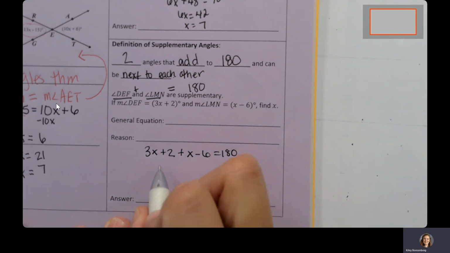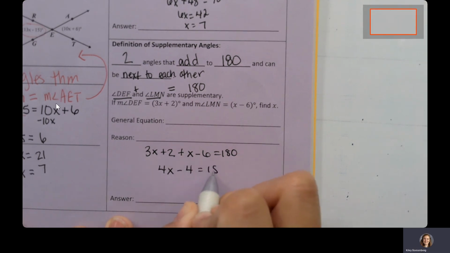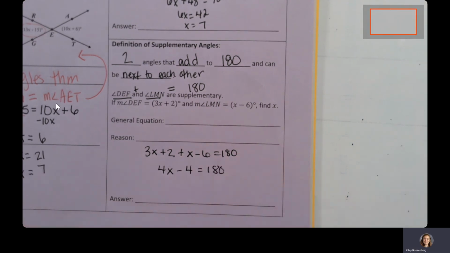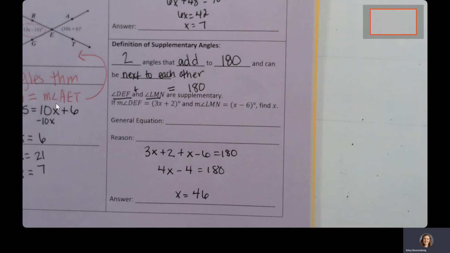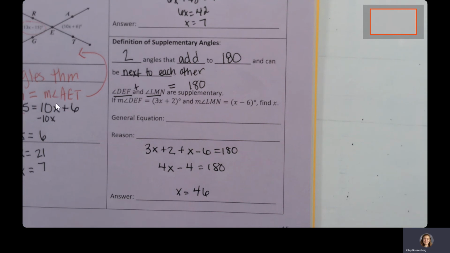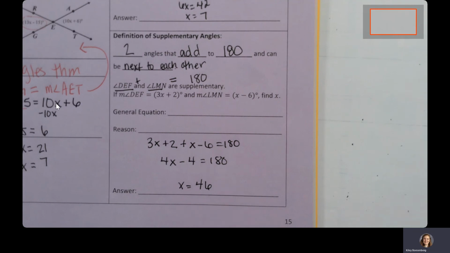Okay, so we've got 4x minus 4 equals 180, and trust me, x equals 46. I went through that really fast because I know you're going to get your own practice doing the algebra, and algebra isn't what we're learning here. Okay, so x equals 46. It does just say find x, so you're done.